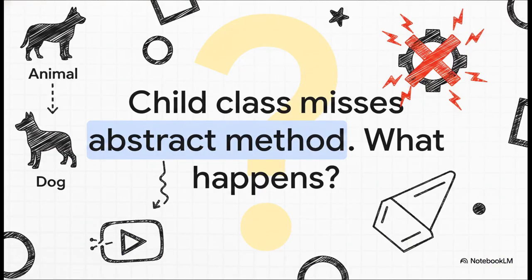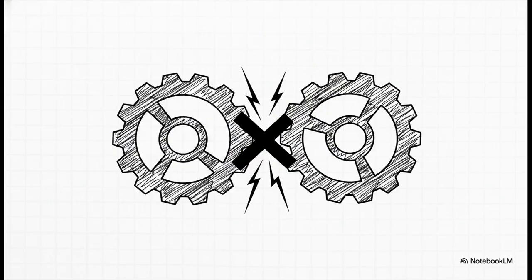All right, here's your final challenge to see if this all clicked. We have an abstract animal class. Inside it, there's an abstract method called sound calling. We create a concrete dog class that inherits from animal, but the programmer makes a mistake and completely forgets to write a specific sound calling method inside the dog class. They try to run the code. What actually happens? It totally crashes. You get a massive error.